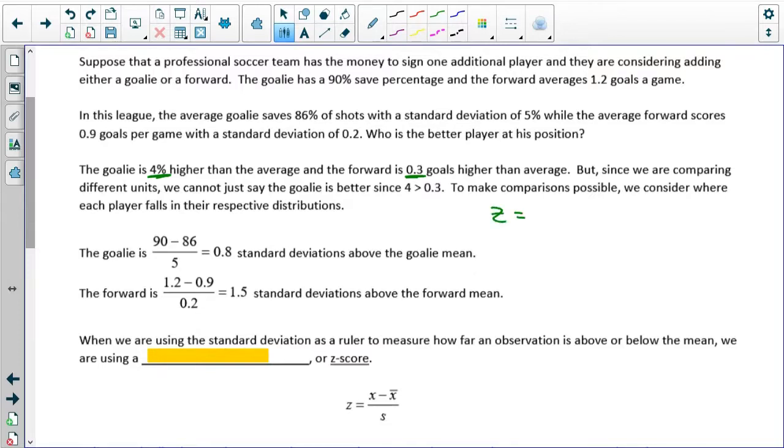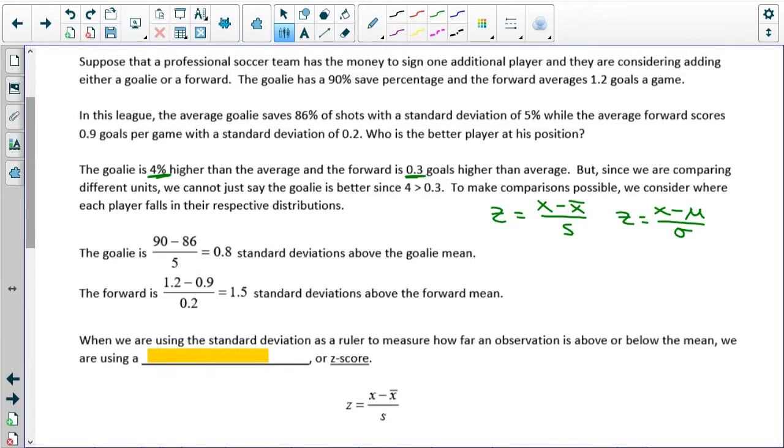So z is equal to the observation minus the average over the standard deviation. If we were writing this for the entire population, that would be x minus the mean over sigma, the standard deviation. So that would be for the entire population. This is if we have statistics or sample statistics.